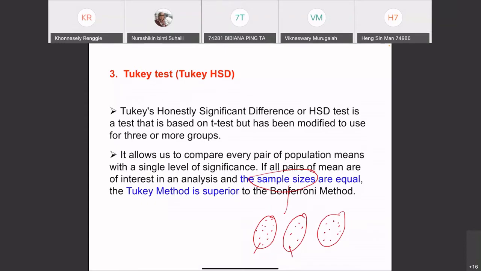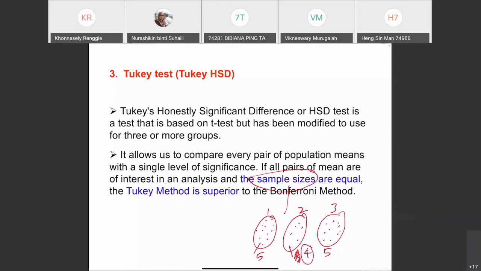If the sample sizes are equal, let's say samples 1, 2, and 3 each have a sample size of five data, which means five replicates, then it has equal sample size. But if one of them doesn't have five, let's say it has four, then in this situation the sample sizes are not equal. So the Tukey test will not be used when there is a difference in the sample size, okay?